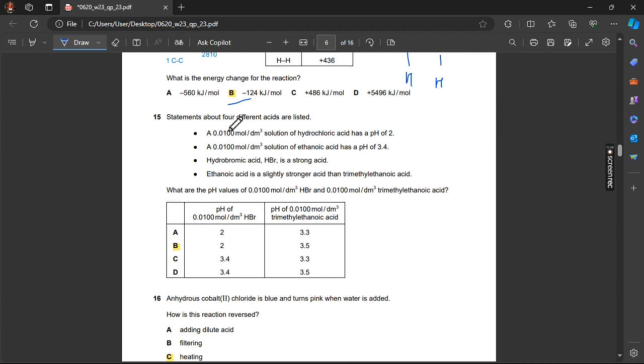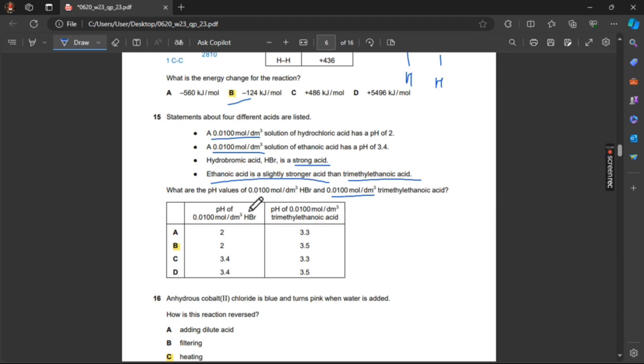15th question. Statements about 4 different acids are listed. That solution of hydrochloric acid has a pH of 2, and the solution of ethanoic acid has pH of 3.4. Hydrobromic acid is strong acid. Ethanoic acid is slightly stronger acid than trimethyl ethanoic acid. What are the pH values of that 0.1 mol per decimeter cube hydrobromic acid and this 0.1 mol per decimeter cube trimethyl ethanoic acid?